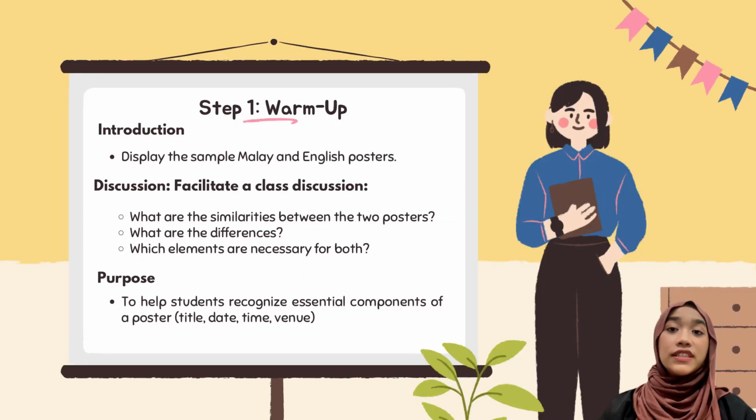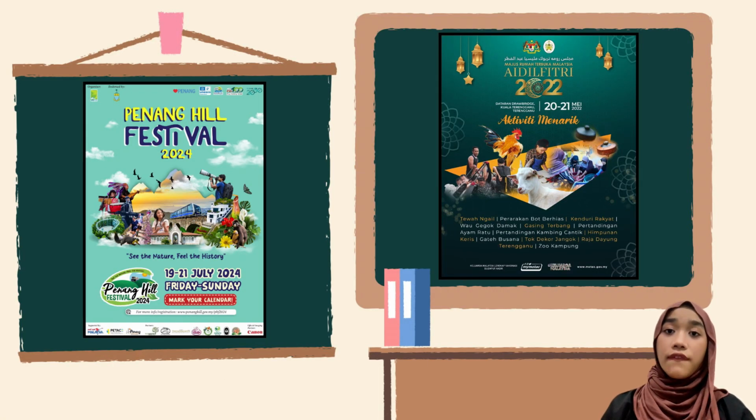Now, we're moving on to the step-by-step on how to conduct the activity. The first step is the warm up of the activity by helping students to recognize the essential elements in creating an event poster. Firstly, the teacher will begin by displaying 2 sample posters to students. The example we have here is an English event poster of Penang Hill Festival and a Malay poster of Majlis Terbuka Aidilfitri 2022. These posters will serve as visual prompts for students as they prepare to create their own event posters. Both posters share the same key components but use different visuals and design elements that are suited to their respective languages and contexts.